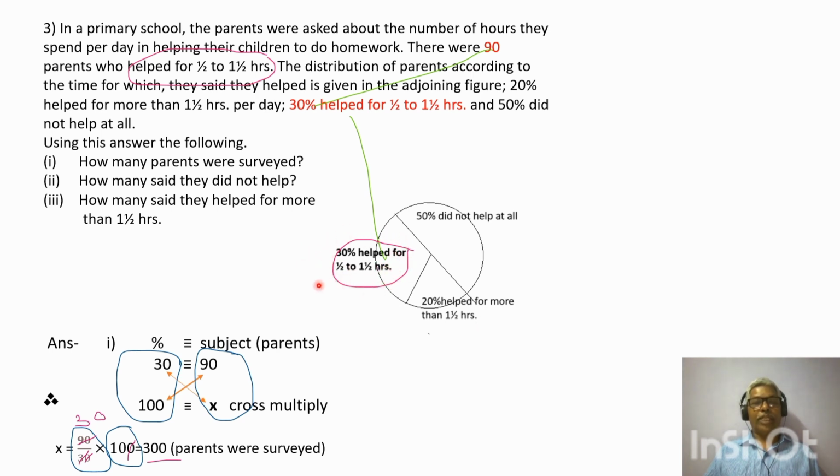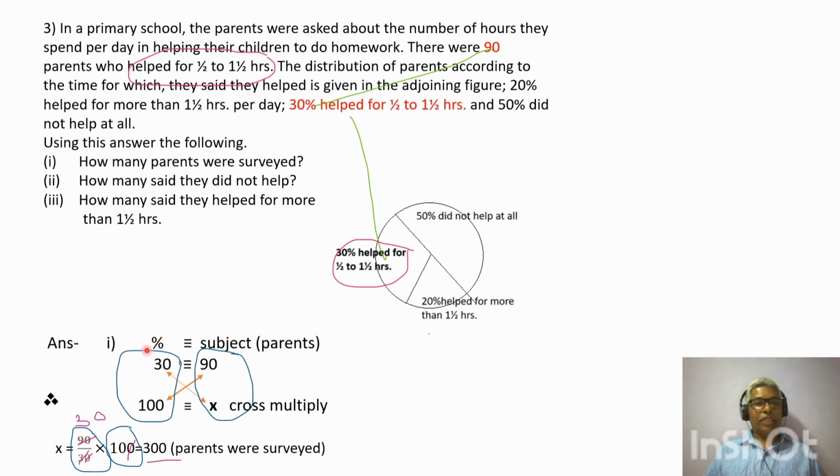This is very important. That's why I marked it, because this is given in percentage and the same correlated figure is given here: 90 help for half to 1.5 hour. That means 30% corresponds to 90. That is given in this, and we have to answer these questions on this data. Okay, so I am doing it.